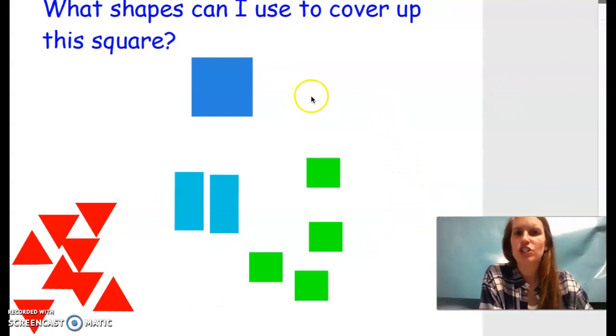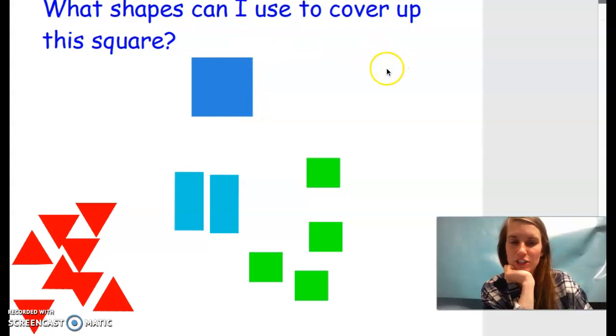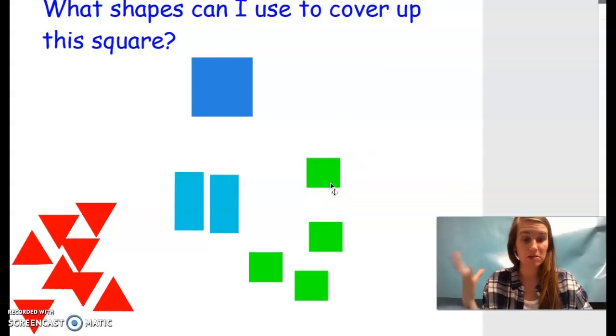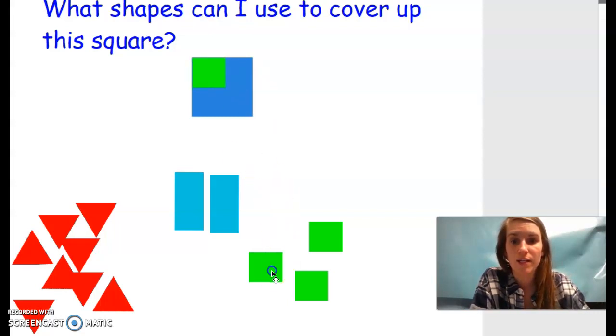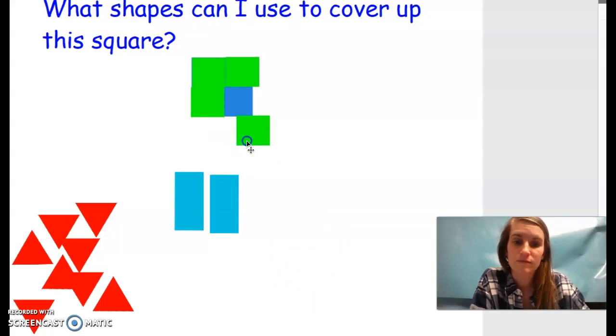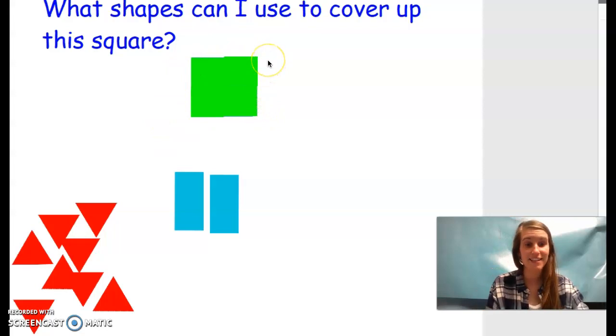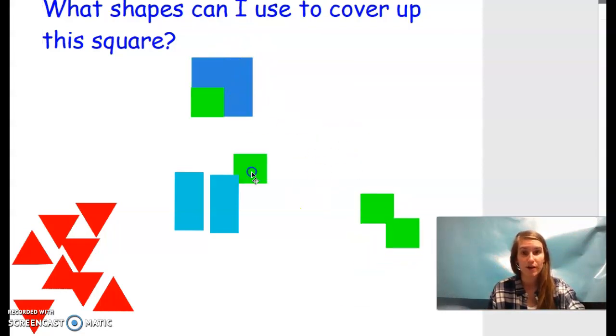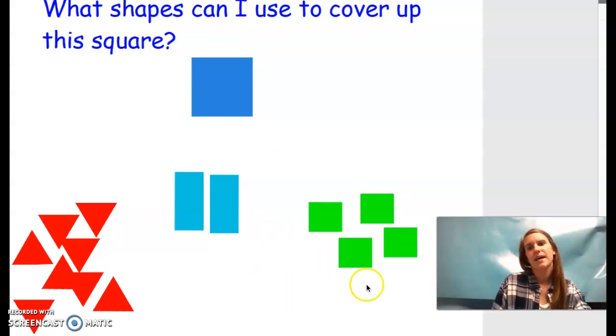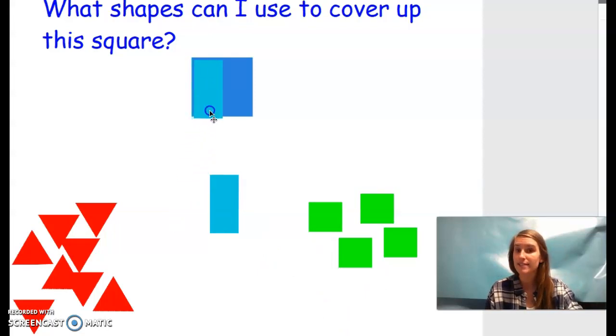All right, with this one, what shapes can I use to cover up this square? So here's my square, my four equal sides. What shape should I try to use? Well, I could use some smaller squares to make a bigger square. Let's see if that works. One here, one here. Does this make a square as well? Yes, it does. I can use smaller squares to make a bigger square. Remember, it doesn't matter what size squares are. They are always a square if they have four equal sides and four equal corners. Another way that I can do this is maybe using some rectangles. Did I cover up the square? Yes, I did. Good job.